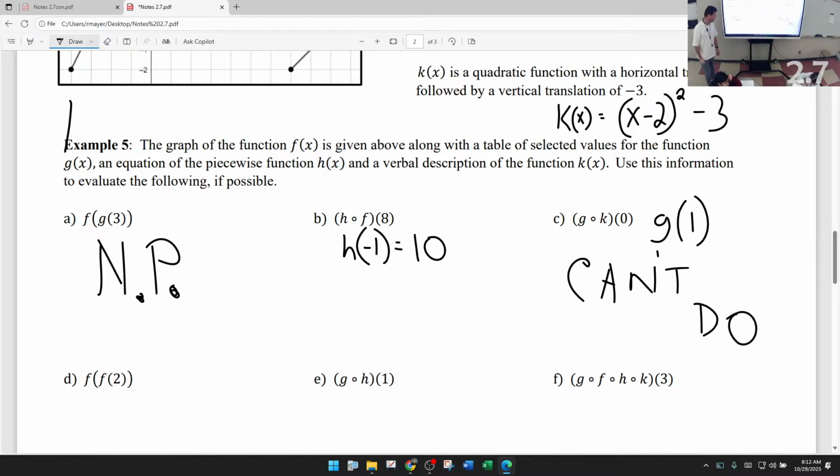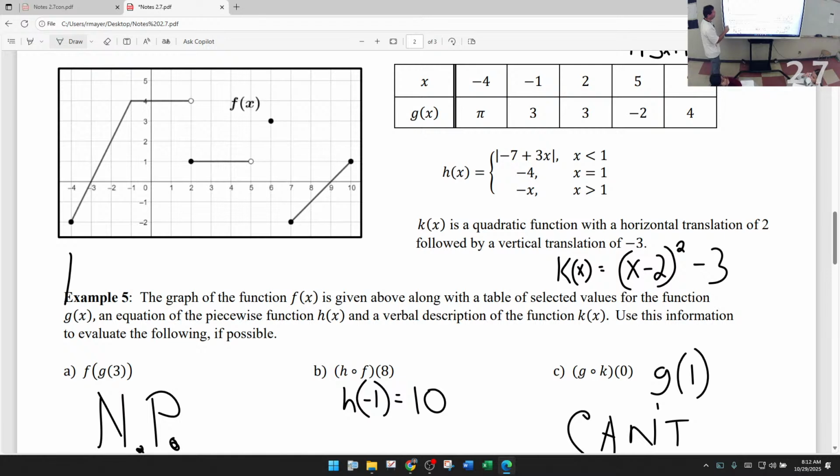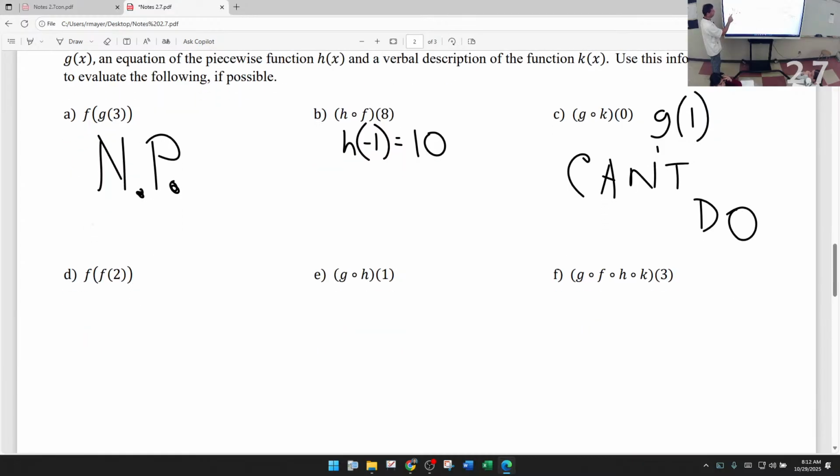Can't do. f of 2. Ooh, that's like a calculus question. f of 2. Oh, it's not 4. That's a hole. So f of 2 is 1. And now it wants me to do f of 1. f of 1 is 4. I kind of like the graph ones.